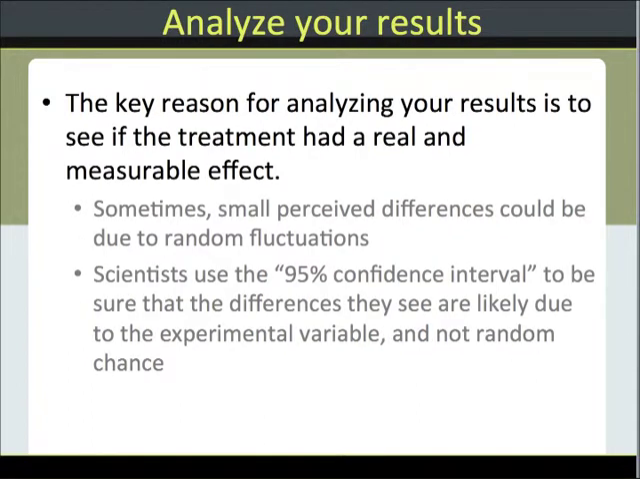The key reason for analyzing results is to see if the treatment had a real and measurable effect. Sometimes, small perceived differences could be due to random fluctuations. Scientists use the 95% confidence interval to be sure that the differences they see are likely due to the experimental variable and not due to random chance.